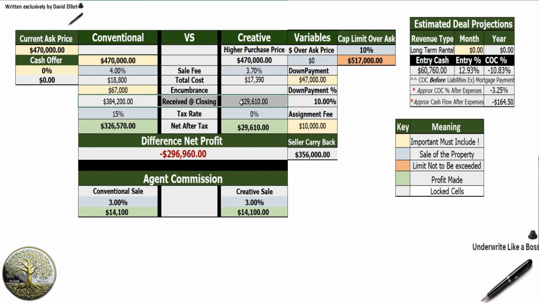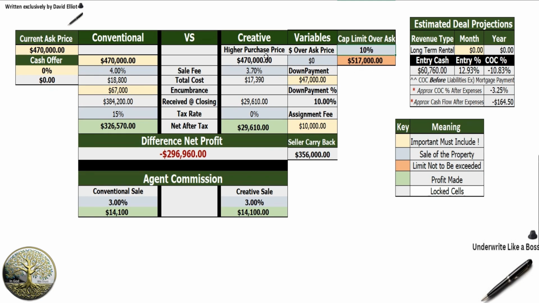So if this does not scream out to you right away what the major differences are, it should. A creative offer will, in most cases, be slightly less than what a seller will receive via cash or conventional. In this case, it is such a large difference simply because the encumbrance is really low. Now, you could go above asking price, and we could give them more money.